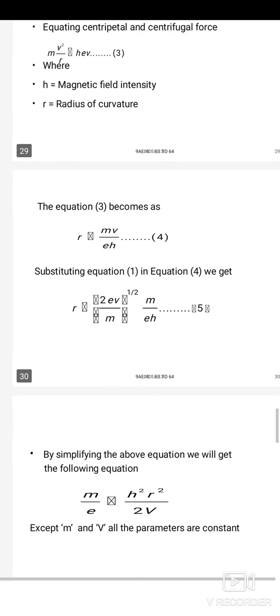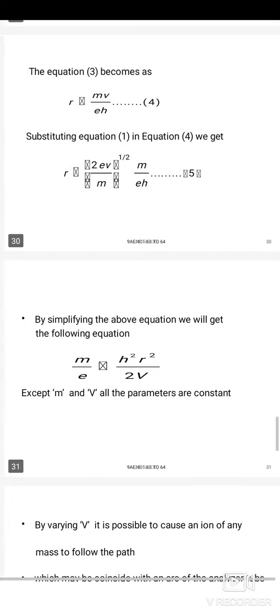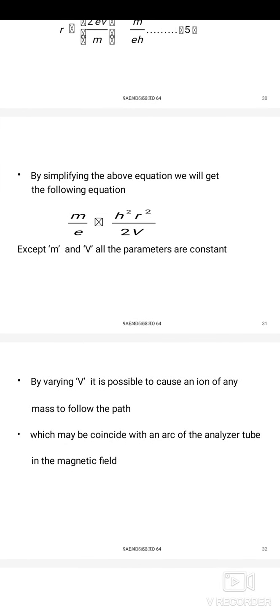Equation 3 becomes radius of curvature r equivalent to mv by eH. That is equation 4. Substituting equation 1 in equation 4, we get the radius of curvature r equivalent to square root of 2eV by m into m by eH. By simplifying the above equation, we get m by e, that is mass to charge ratio, which is equivalent to H square r square by 2V.